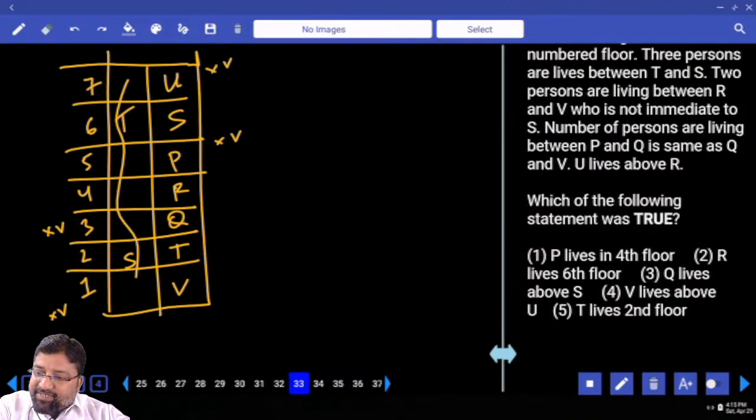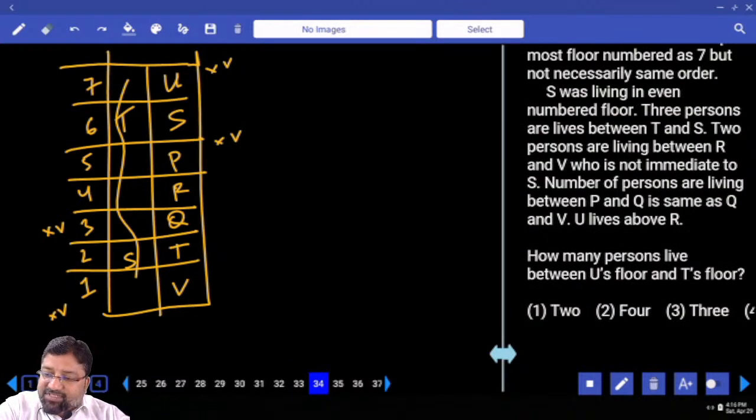Which of the following statements is true? P lives on the 4th floor. R lives on the 6th floor. Q lives above S. V lives above U. T lives on the 2nd floor. Which option? 5th option. How many persons live between U's floor and P's floor? 4 people. Okay?